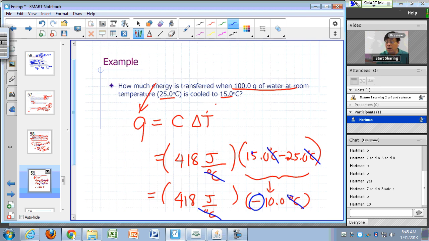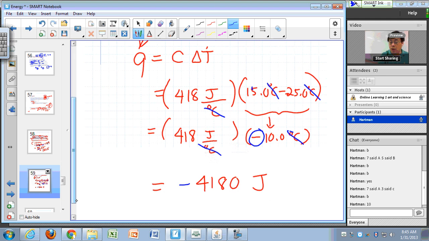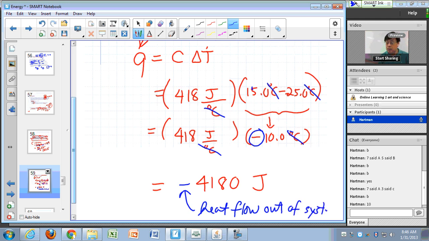The actual amount of energy transferred is 4180. The negative here simply means what? That means heat flows out of your system. So the actual amount of energy transferred is 4180. But when we write the value for Q, we put a negative sign in front of it to indicate that we're dealing with heat flow going out of your system, losing energy.